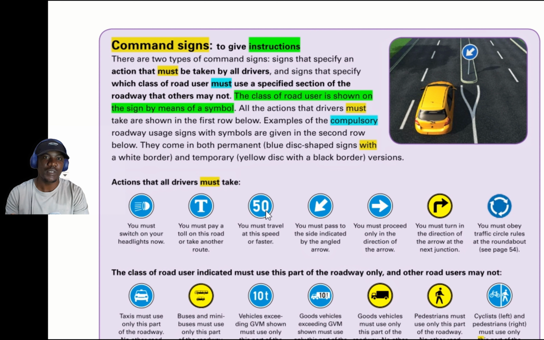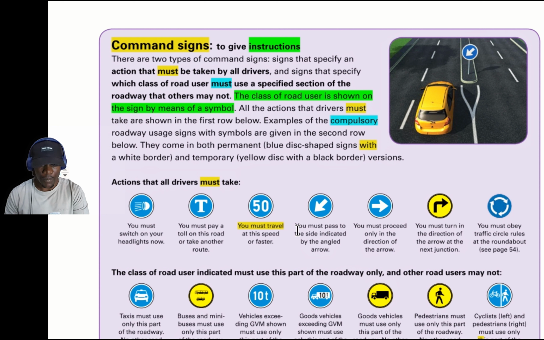It's either 50 kilometers or up to the maximum speed allowed on that route or on that road you are traveling on. So remember, you must only travel 50 kilometers per hour or more on that road. You must. There's no other option.